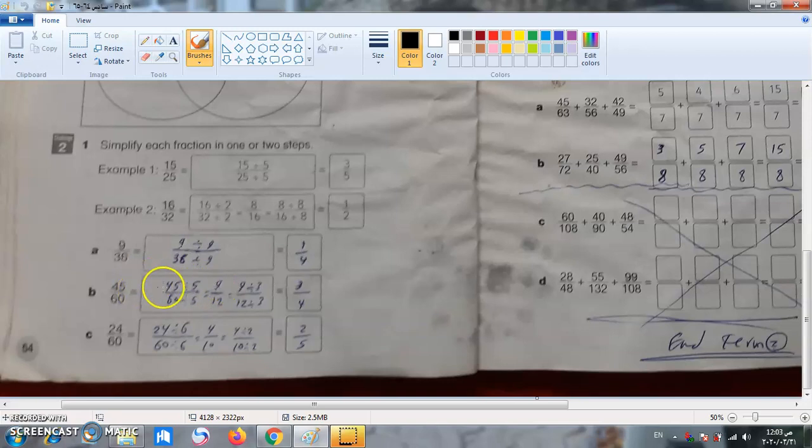Excellent. It is 5. Very good. So 45 divided by 5 equals 9, and 60 divided by 5 equals 12. And now another number, 9 over 12, divided by what? By 3. So 9 divided by 3 equals 3, and 12 divided by 3 equals 4. So the simplest form, in the final, is 3 quarters.